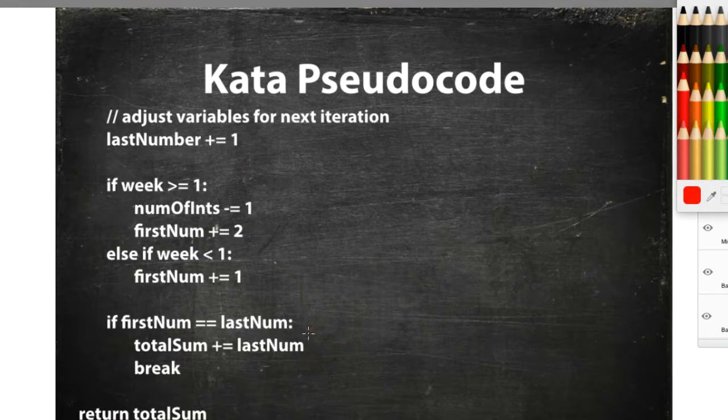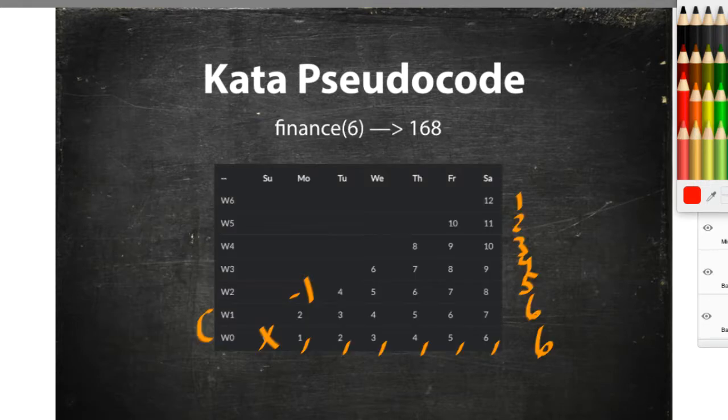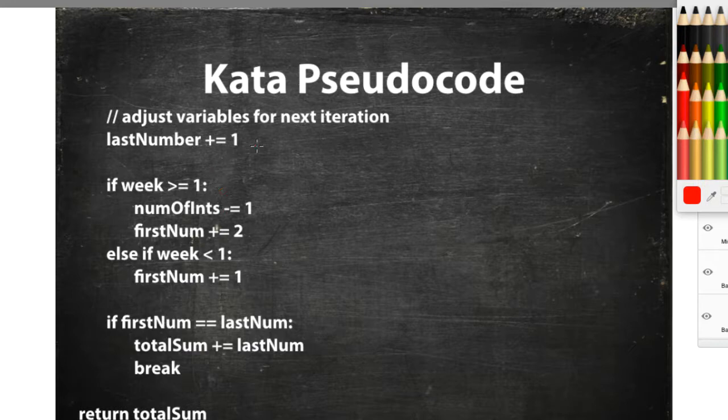So the next thing we need to take care of is adjusting the variables for the next iteration. For the last number, it's pretty simple. I'll show you on the table. The last number, which is this one, it's just going up by 1. So we are just upping that one by 1 here.